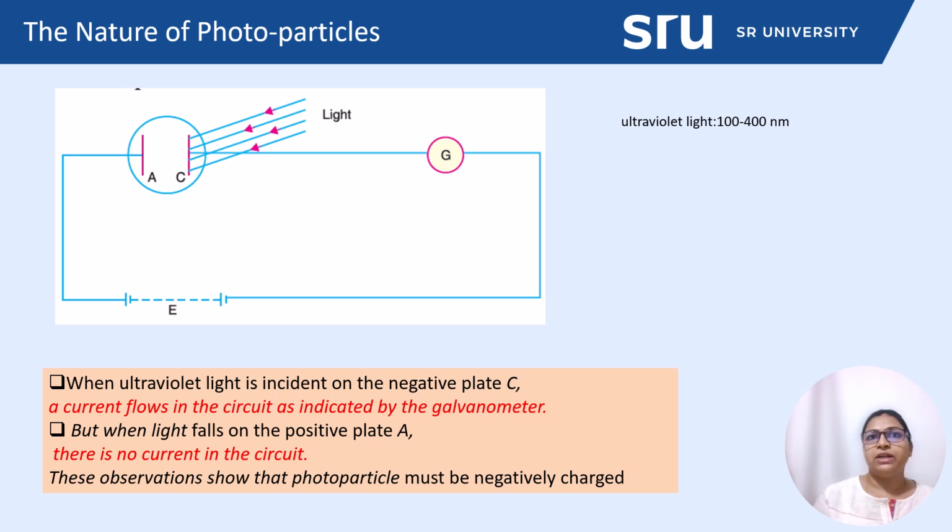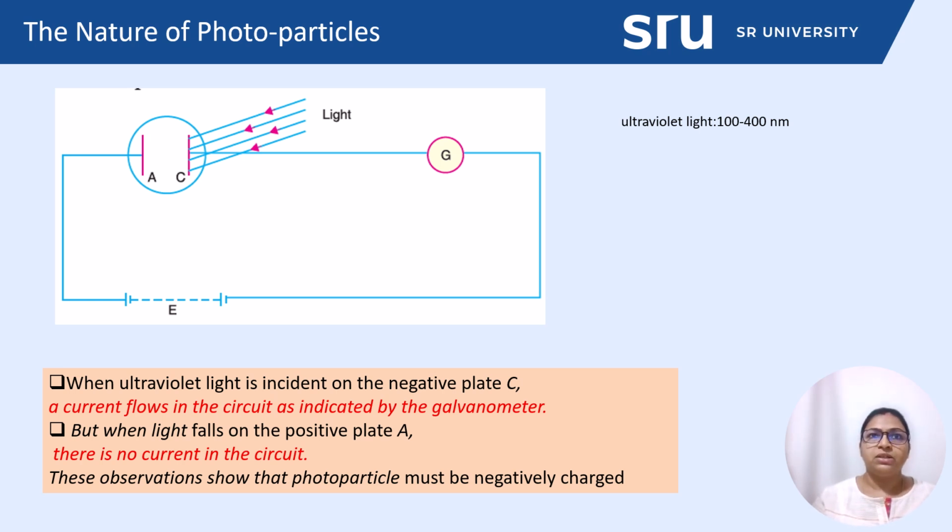When light falls on the negative plate only, current flows in the circuit as indicated by the galvanometer, but when light falls on the positive plate A, there is no current flow. This observation shows that the photoparticles must be negatively charged particles. So with this we can conclude that the photoparticle is a negatively charged particle.